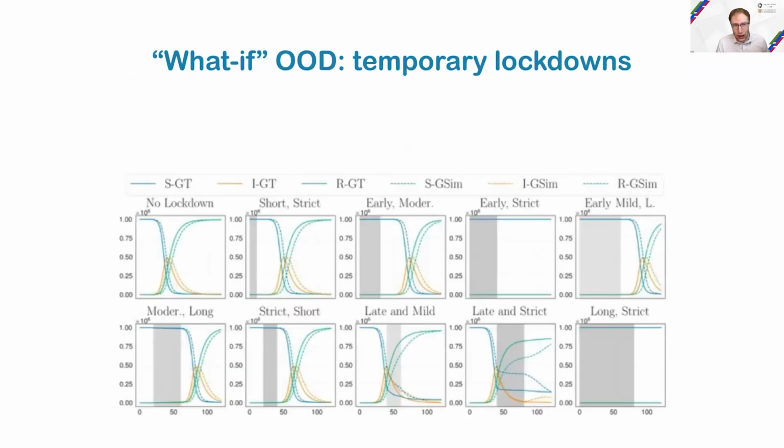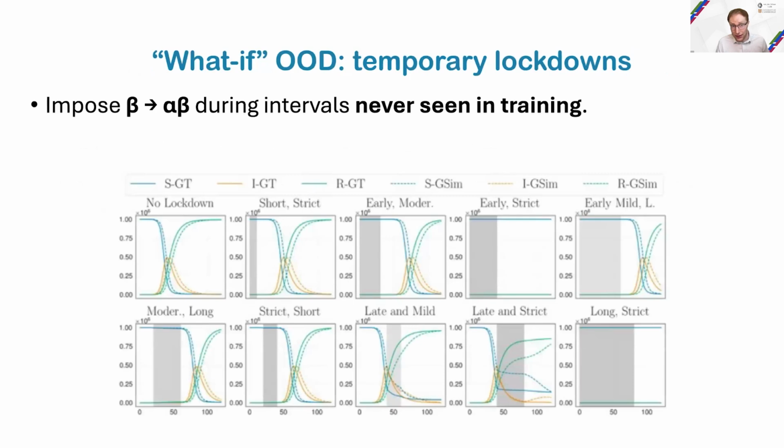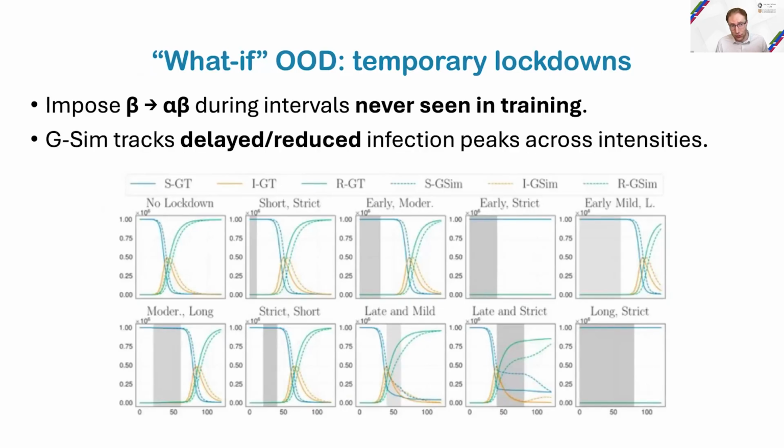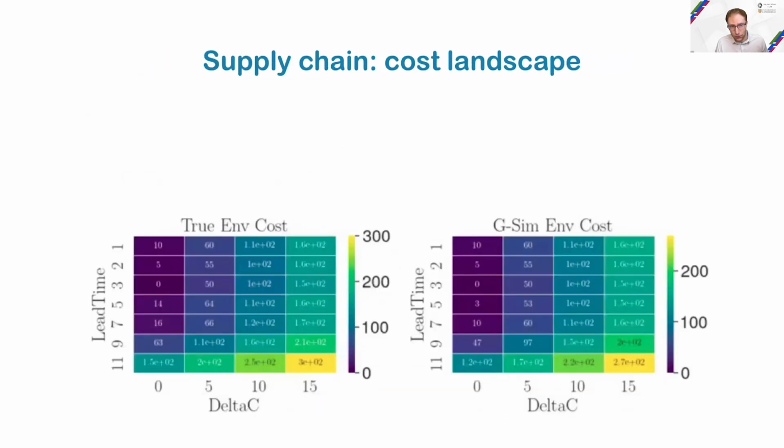And also we can do things like, if we fit a simulator to COVID data, we can then model out-of-distribution events, such as what happens if we had different lockdown policies which were never seen in the data. And again, we can model this quite accurately. For example, we can track delayed or reduced infection peaks across different peak intensities for populations.